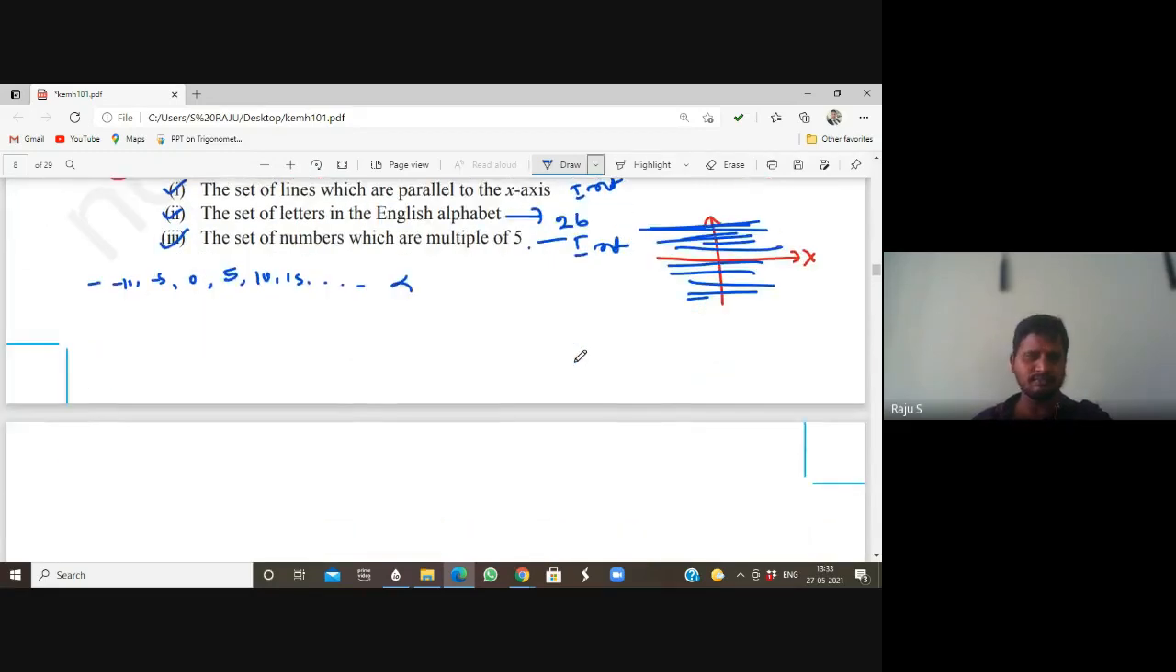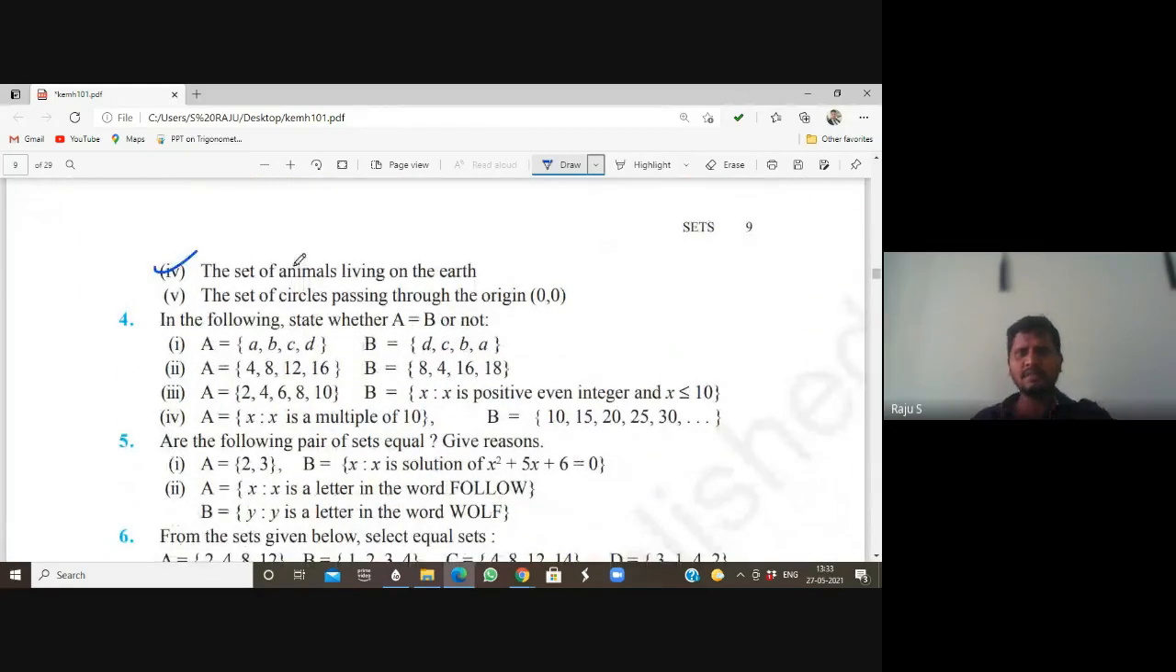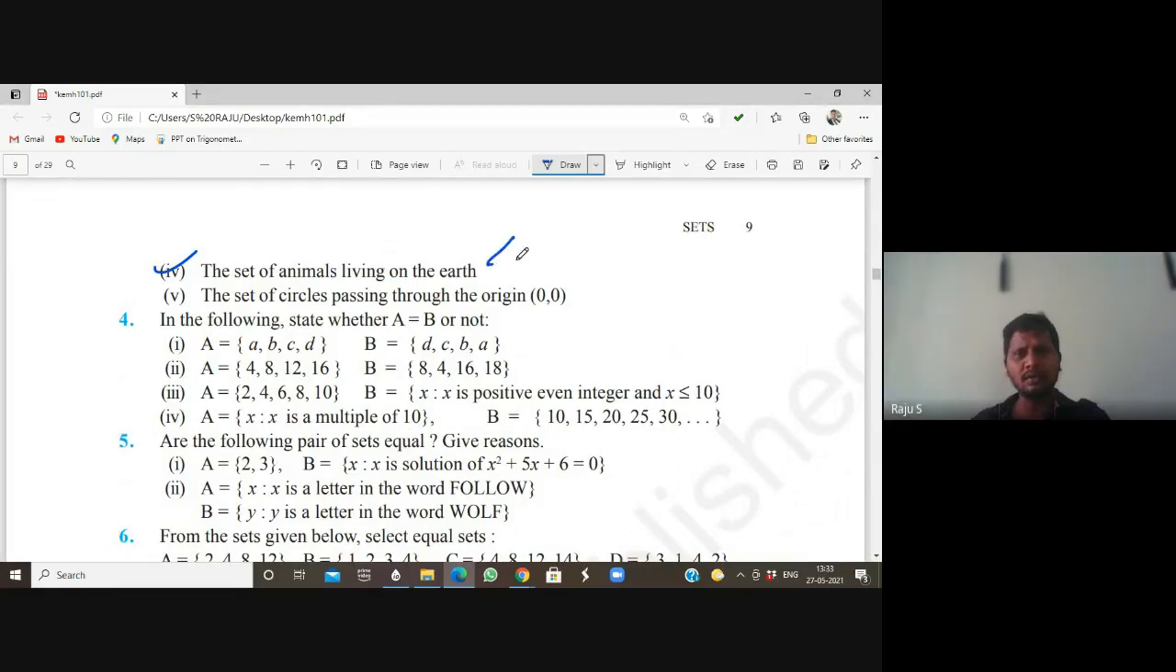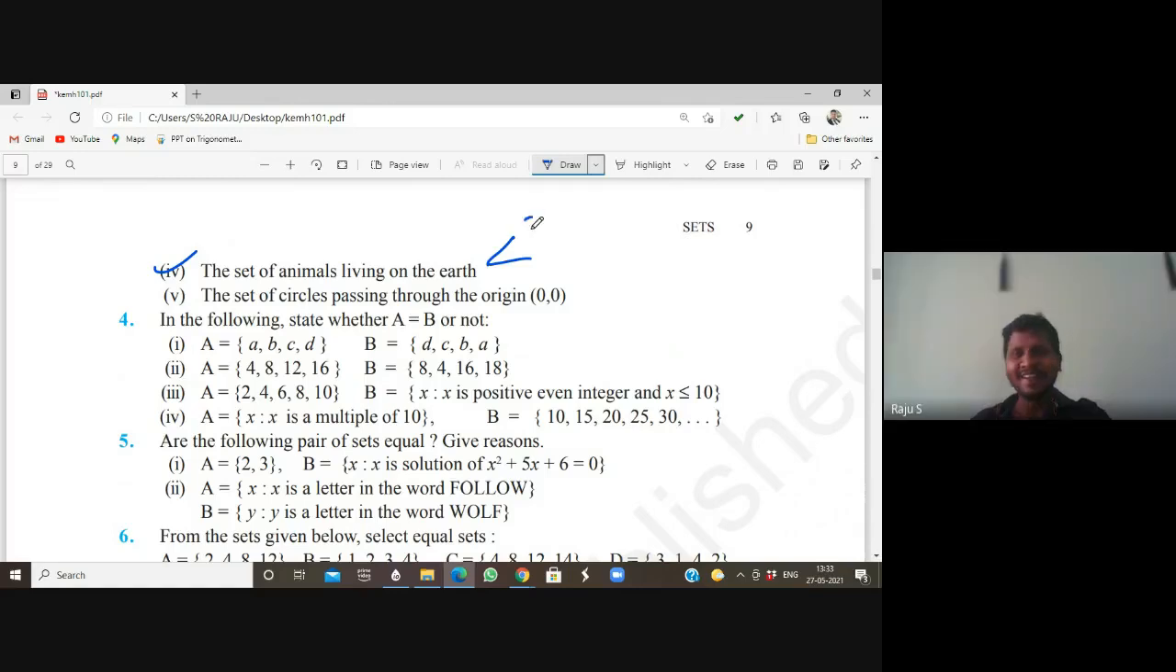Okay, now the fourth subdivision. The set of animals living on the earth. Finite, are you sure? Can you count that number? Is it possible to count? We cannot count exactly, sir, but it is finite. Yes, exactly. It is finite, but it is quite a big number.